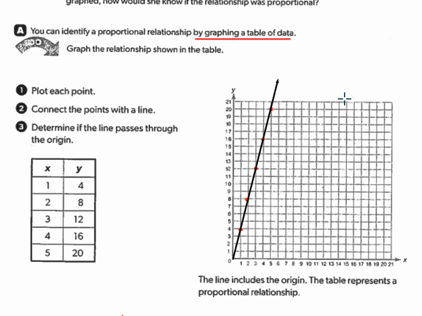1, 4 is there, 2, 8 is there, 3, 12 is here, 4, 16, and 5, 20. I'm going to take my nice straight line, and I can see that I can hit the origin and all of those points. So this definitely goes through the origin. So this is definitely a proportional relationship.